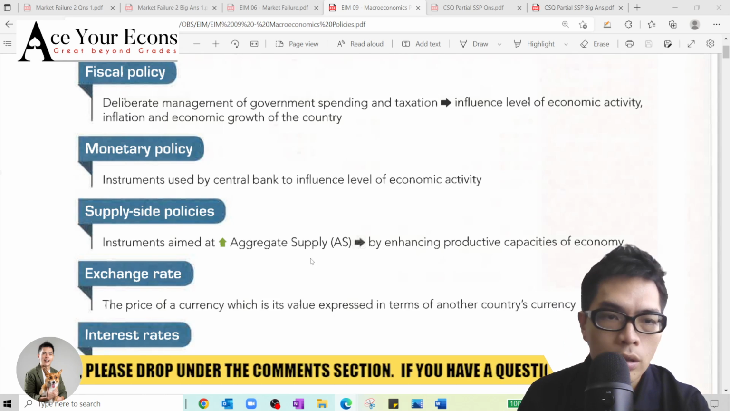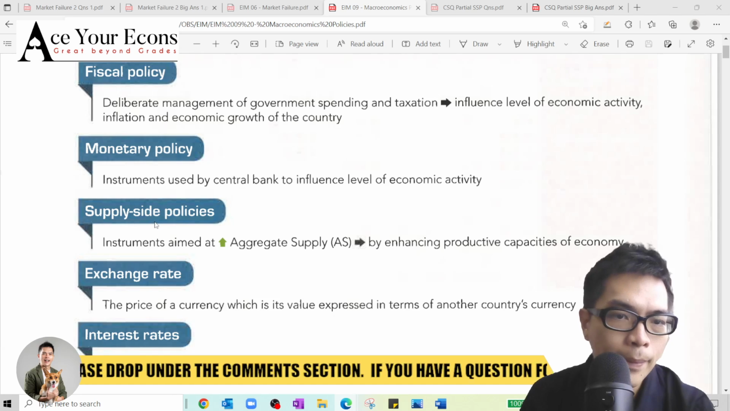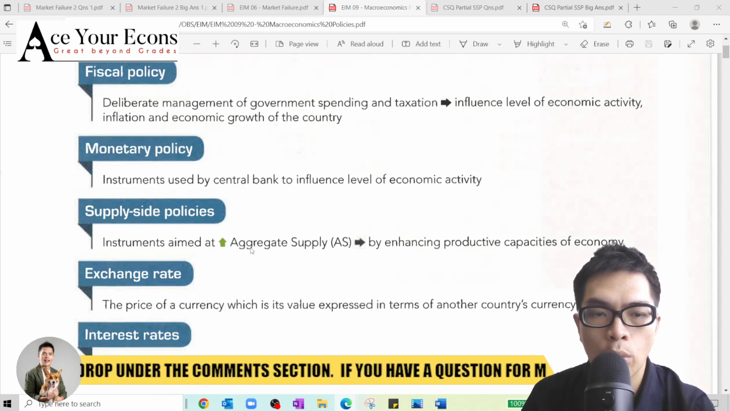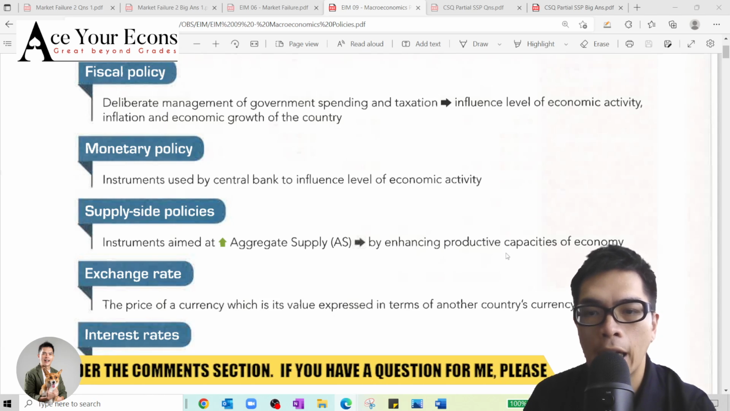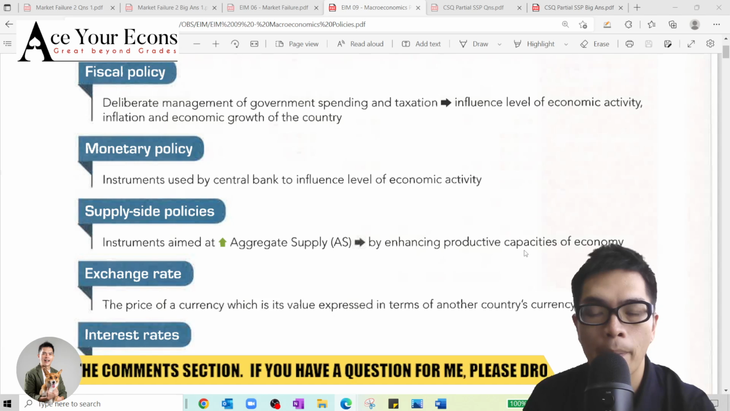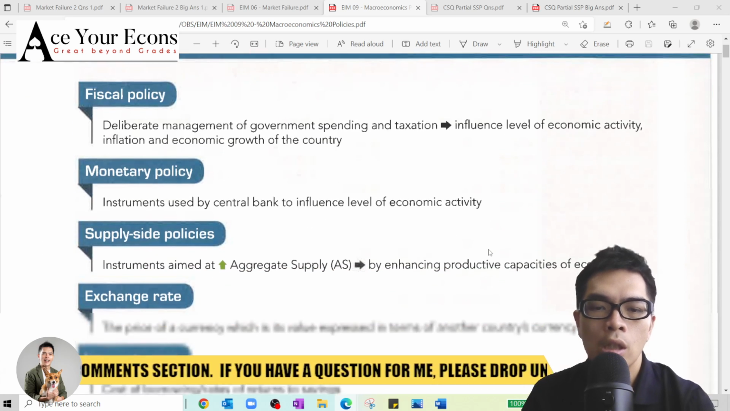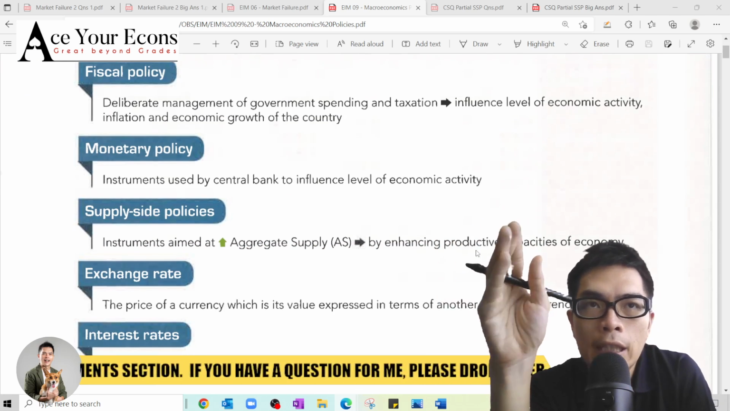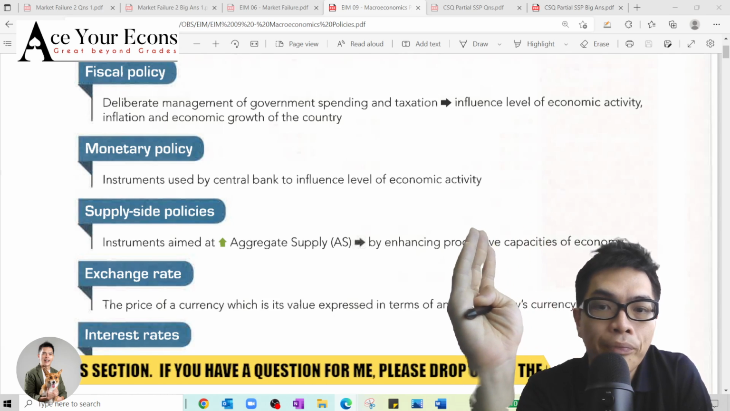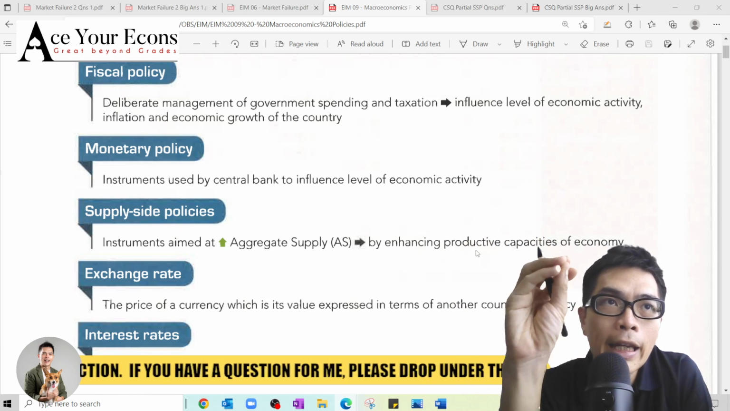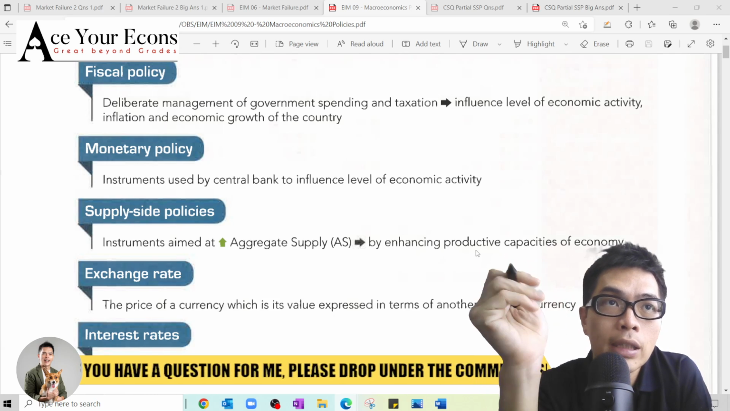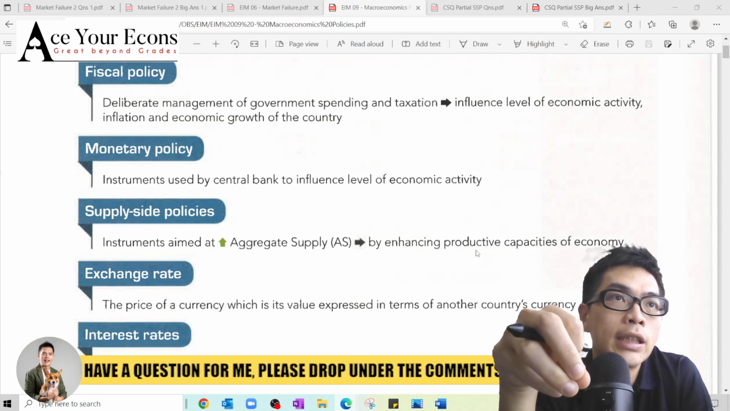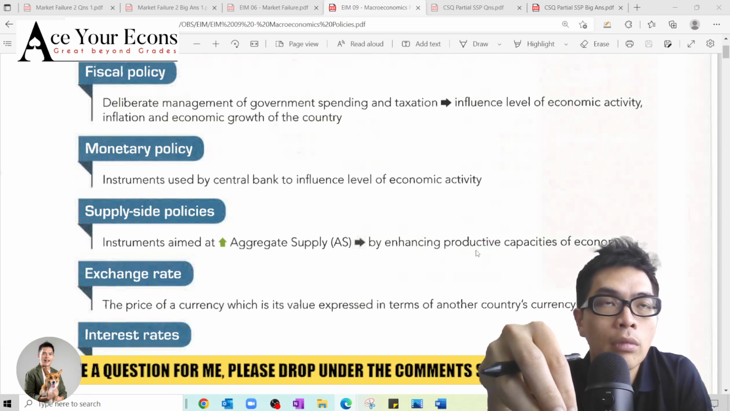Great. Alright, so we can see that supply side policies are instruments to promote an increase in your aggregate supply by enhancing the productive capacities of the economy. So primarily, we are concerned about an increase in your LRAS. So any factors that result in an increase in your LRAS will be loosely considered as a supply side policy.